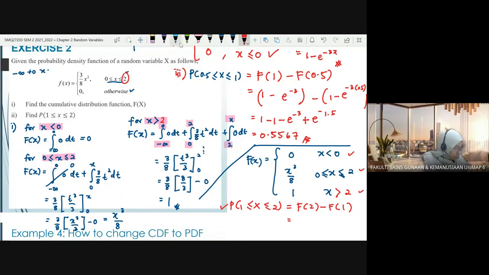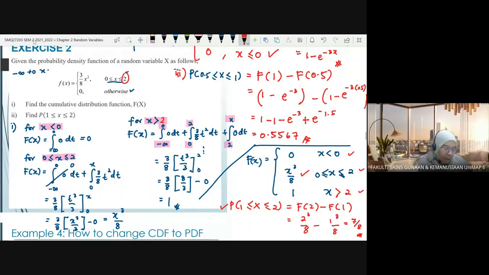For F(2), in this case we apply the condition or cumulative distribution function for x cubed over 8. So that will be 2 to the power of 3 over 8 minus 1 to the power of 3 over 8. So you will get 7 over 8 as your answer. That would be the probability value for X between 1 and 2.